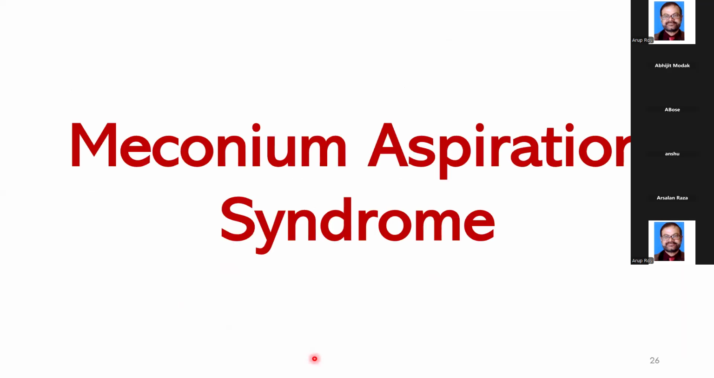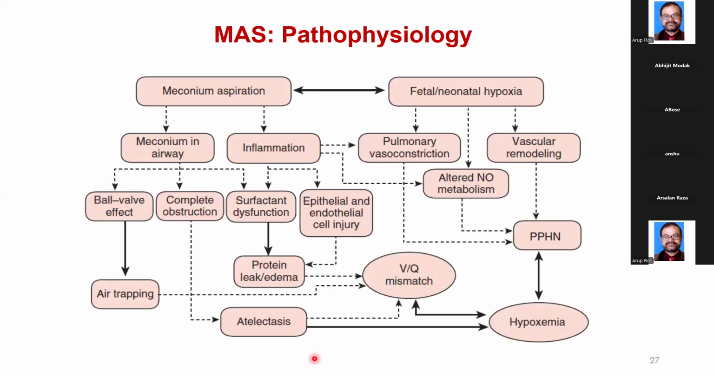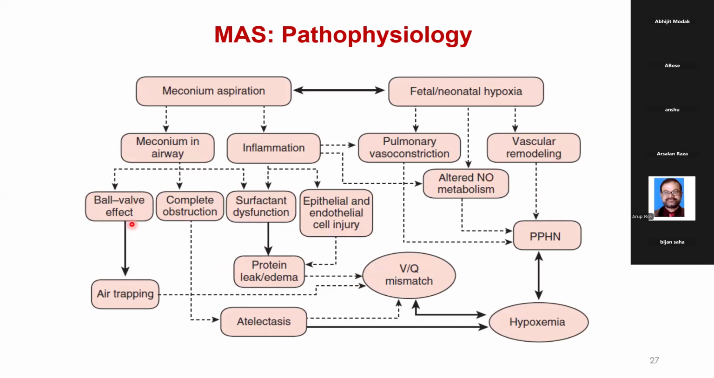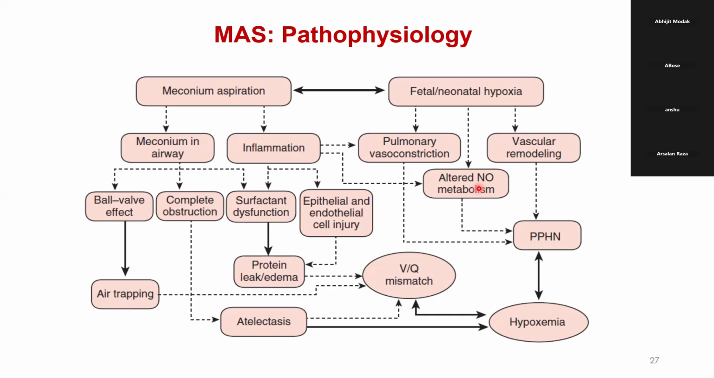So now coming to meconium aspiration syndrome. I think you all know this pathophysiology, it's a bit complex, it's multifactorial. Basically, there is surfactant dysfunction, there is also airway obstruction, and there is also vascular involvement. If the meconium completely obstructs the airway, there will be atelectasis. If there's a partial obstruction, that may lead to air trapping. Meconium also directly causes surfactant dysfunction. And there is also a pulmonary vascular response, there will be vascular remodeling, an abnormal response to NO, and later development of PPHN also.